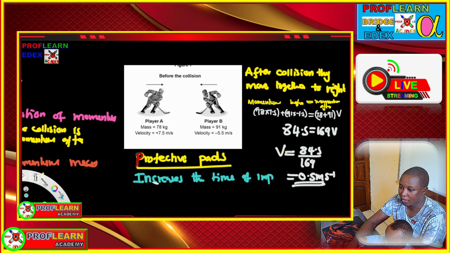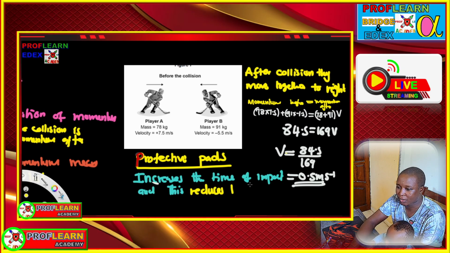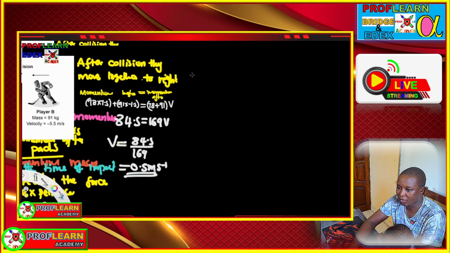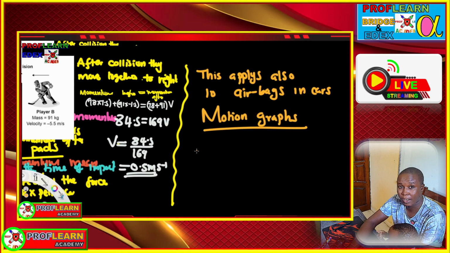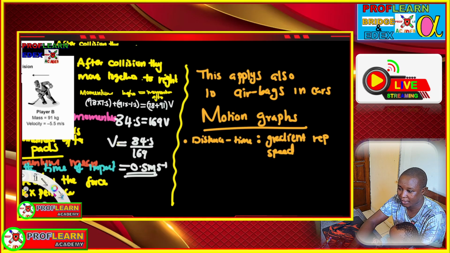Now we need to understand also that increasing the time of impact when you are using the protective pads is going to reduce the force, because force is equal to the rate of change of momentum. And this also applies in the case of airbags in cars, which also increase the time of impact, and that reduces the force, and the car occupants are going to be protected whenever there is an accident that has occurred. All right, so basically that's what we're going to talk about.